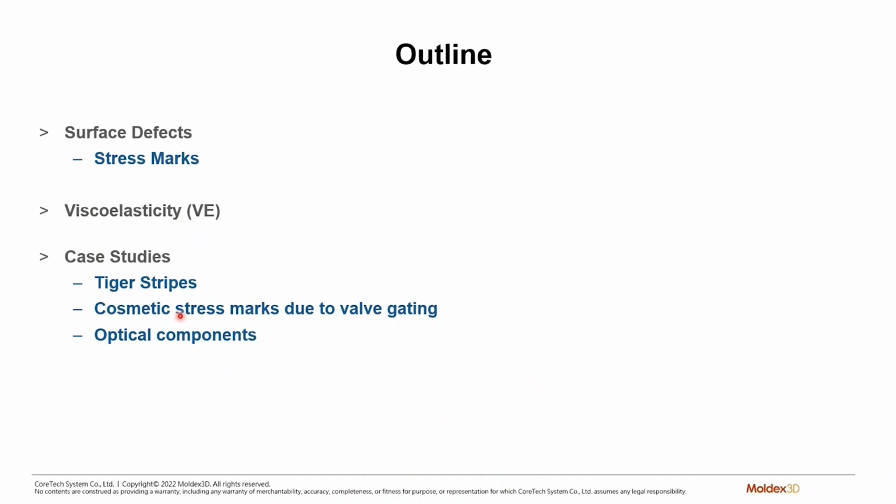Each case study would deal with a different issue. One would be dealing with tiger stripes, another would be dealing with cosmetic defects like stress marks, and the third would be optical components.